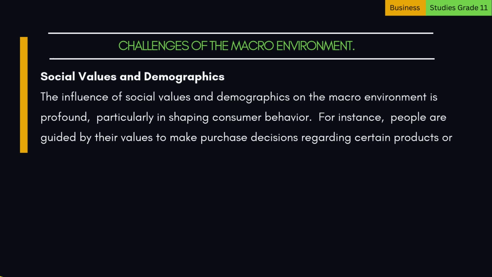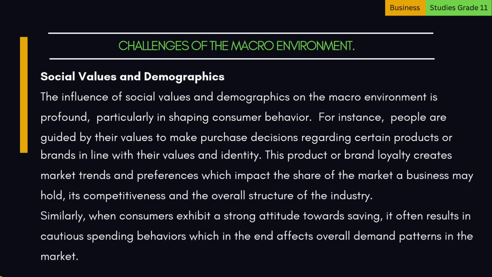7. Social values and demographics. The influence of social values and demographics on the macro environment is profound, particularly in shaping consumer behavior. For instance, people are guided by their values to make purchase decisions regarding certain products or brands in line with their values and identity. This product or brand loyalty creates market trends and preferences which impact the share of the market a business may hold, its competitiveness, and the overall structure of the industry.